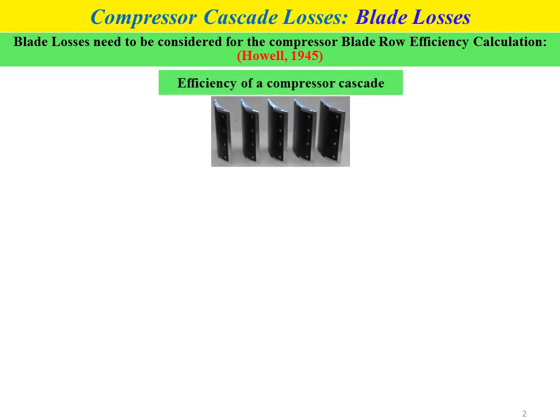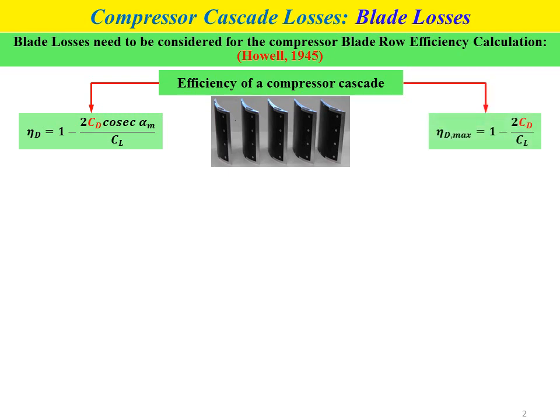As we know, the efficiency of a compressor cascade, as shown in the photo, can be determined by using a number of equations. One of the equations is the compressor cascade efficiency, eta_d equal to 1 minus 2 CD cosecant alpha m divided by CL. For optimum condition, we can calculate the maximum efficiency for a specific condition by using the second equation, where eta_d maximum equals 1 minus 2 CD divided by CL.